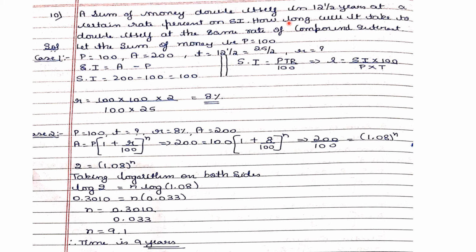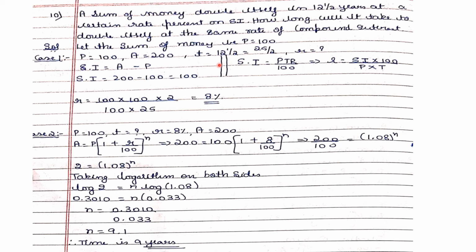So once again here you have two cases. The first case, what it says is you don't know what the sum of money is. So here we shall consider P is equal to 100. If P is equal to 100, what they are telling is a sum of money doubles itself. The sum of money is nothing but the principal, that is 100 rupees. So if it is getting doubled, the amount value will become 200. Always the amount value should be more when compared to the principal.